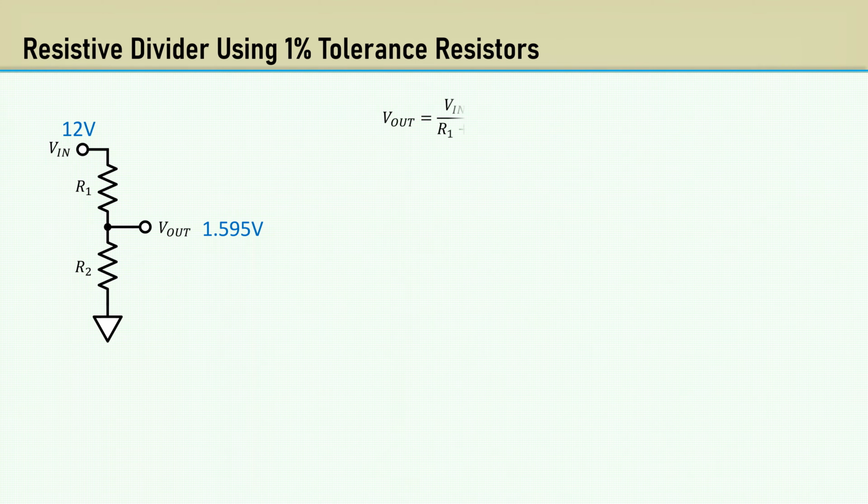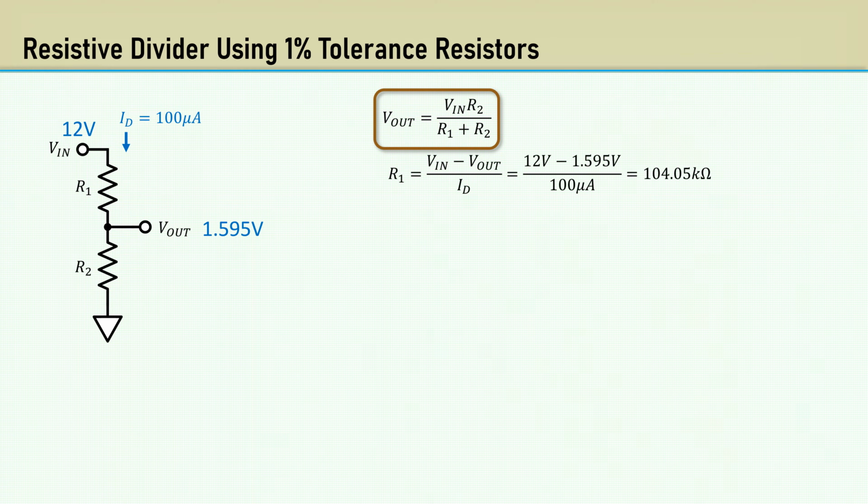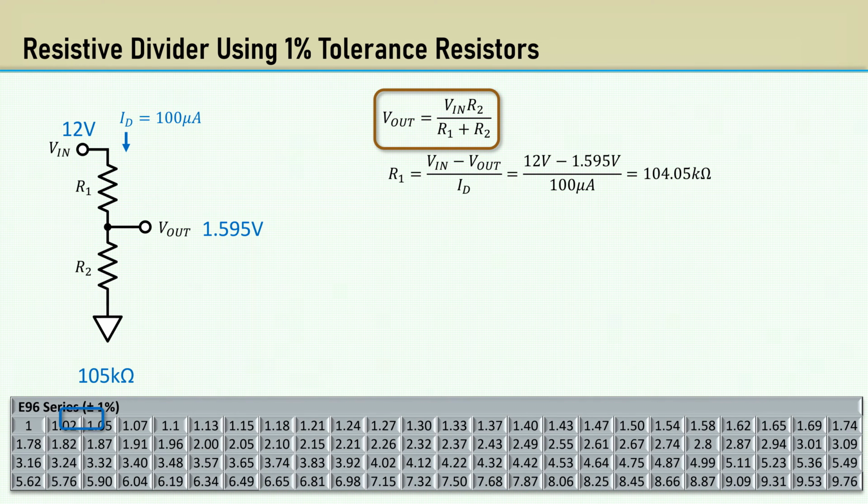Here's the standard textbook resistive divider equation. Let's set the divider current to 100 microamps. R1 will be Vin minus Vout over the divider current, which comes out to 104.05 K. The closest E96 value is 105 K. R2 will be Vout over the divider current, which comes out to 15.95 K. The closest E96 value is 15.8 K.